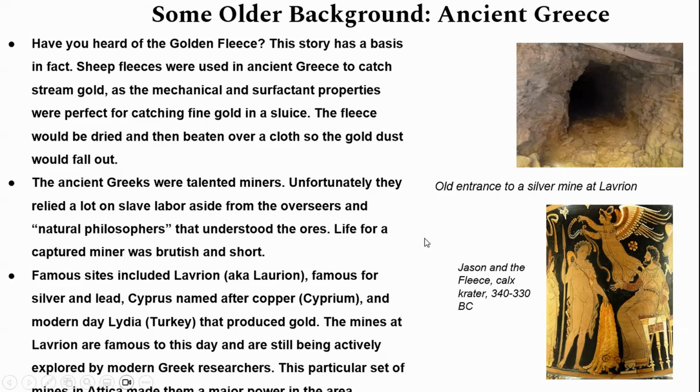On the top right there, we've got an old entrance to a silver mine at Lavrion. So this mine probably dates to the actual Greek era, although you can see there's a pipe up top, so it's been worked some in modern times too. We have Jason and the Fleece from a crater around 340 BC there on the bottom right.